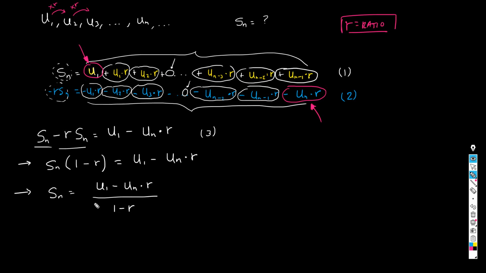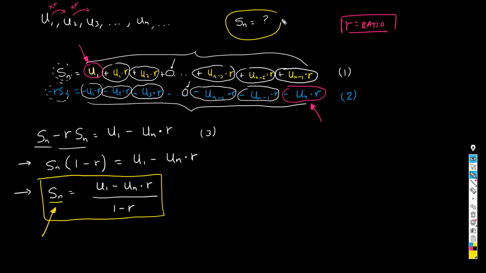There you go, guys. This is the final solution. I mean, this is the final formula for the sum of the first n terms, because this is what we were looking for. I said to you, we want to find a formula that will give me Sn, can you see, in terms of u1 and r and un. By the way, we already know what un is, right? Un, if you remember from the previous lesson, un is equal to u1 times r to the n minus 1.